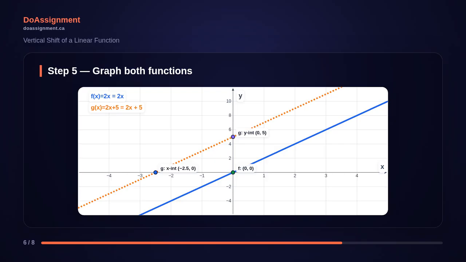Here we can see both lines graphed together. The blue line f of x equals 2x passes through the origin. The orange line g of x equals 2x plus 5 is parallel to it. Same slope, but shifted up 5 units. It crosses the y-axis at (0, 5) and the x-axis at (-2.5, 0).